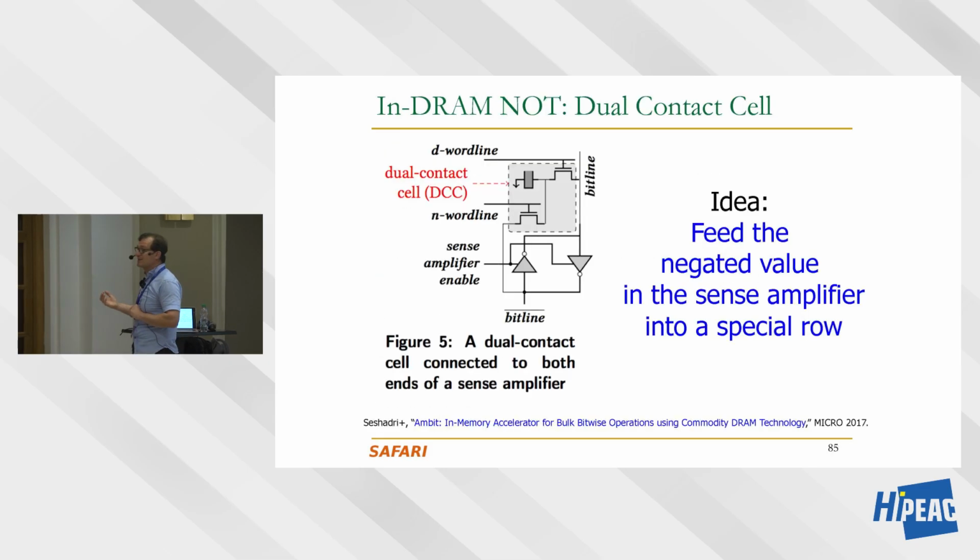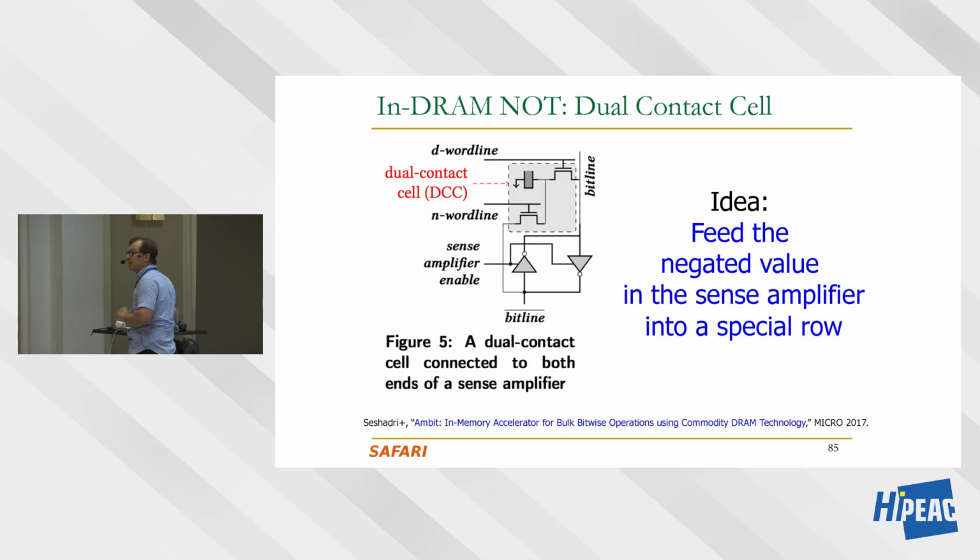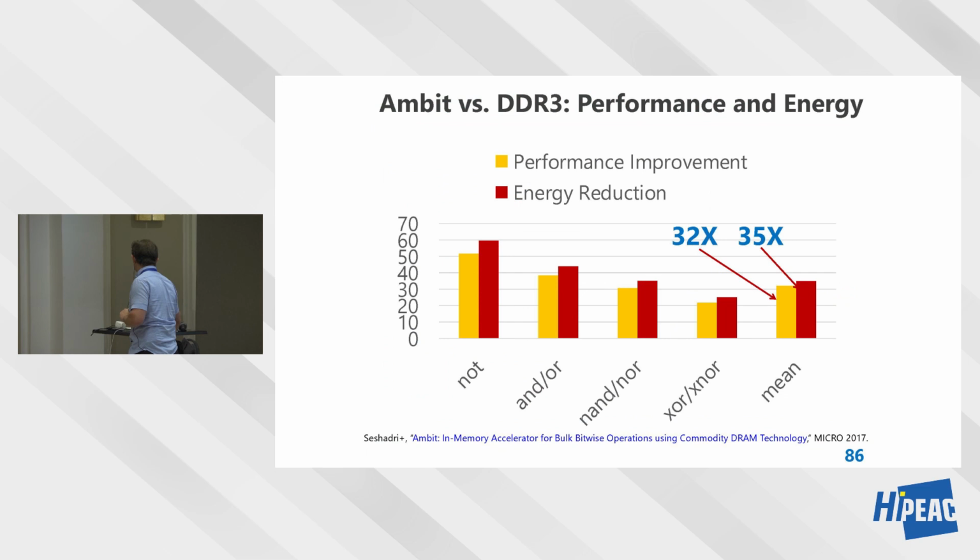So how do you get NOT? Essentially, as I said, NOT is over here. So we add a little bit more logic into DRAM so that we can feed the negated value. Whenever you activate a row, the complement of the value is on the other side of the sense amplifier because of the way the sense amplifier operates, and we connect it back to this dual contact cell. Again, I don't want to go into the details here. This introduces a little bit more area cost, but you can do NOTs in DRAM with little modifications as well.